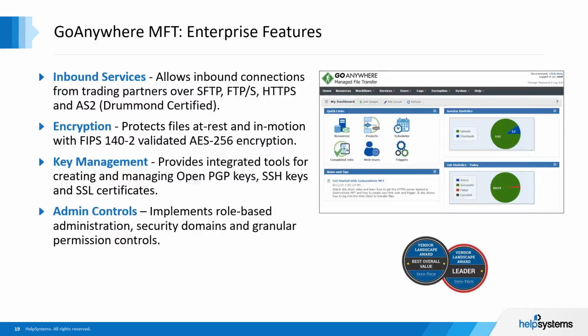Earlier, I mentioned that we also allow for inbound connections. So GoAnywhere can be set up as a listener, maybe for secure FTP, HTTPS, AS2, etc. Also, files can be encrypted in motion, and you can also encrypt them at rest using AS2 56-bit encryption. For those that work with the federal government or require stronger encryption, we do provide an option to use FIPS 140-2 for that high level of encryption if needed.